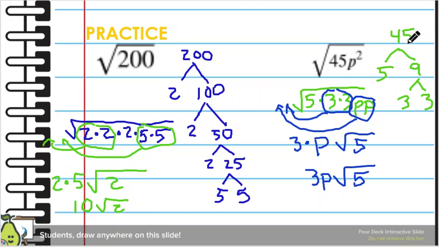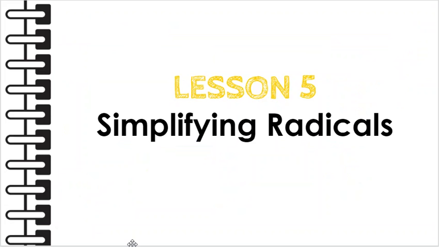On this example over here, I broke down 45 into 5 times 9, because 5 times 9 gives me 45. 9 I could break down more, 3 times 3 would give me 9. So I rewrote it, 5 times 3 times 3, because those are my prime numbers. I pulled out my group of 3, and I pulled out my p's, because this says p squared. The p squared means there's two p's, so that's one group of p. So on my outside, I have a group of 3 and a group of p times the square root of 5. So 3 times p would give me 3p, and that's my final answer, 3p times the square root of 5. All right, so that's how we simplify radicals.